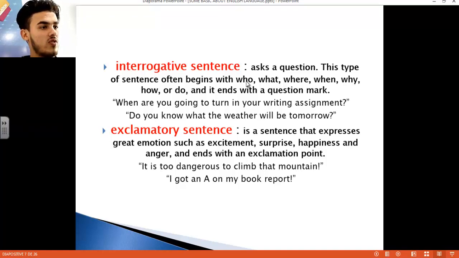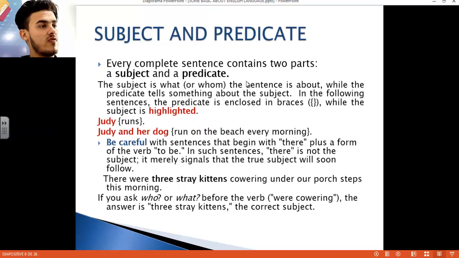We will move to the fourth type, which is exclamatory sentence, and it is a sentence that expresses great emotion, such as excitement, surprise, happiness, or anger, and ends generally with an exclamation point. Like here, it is so dangerous to climb that mountain. I got an A on my book report. So here you can change your voice, or you can change your degree of speaking according to the degree of exclamation.